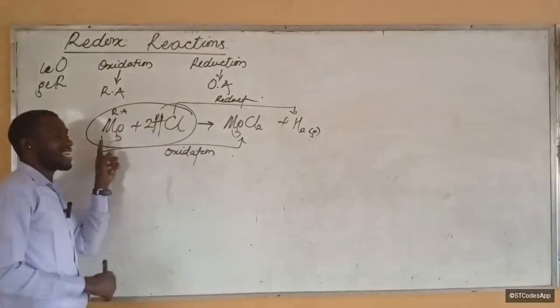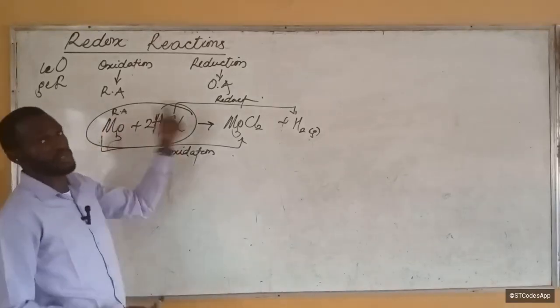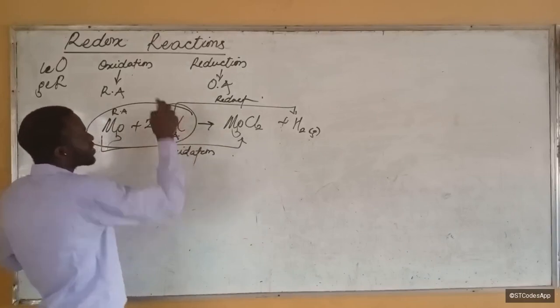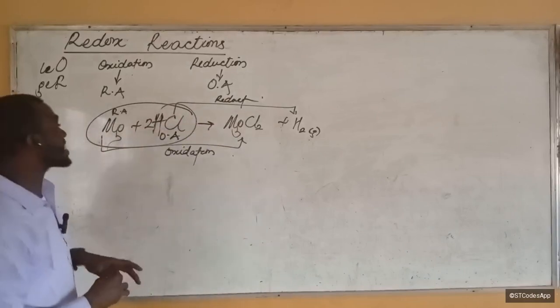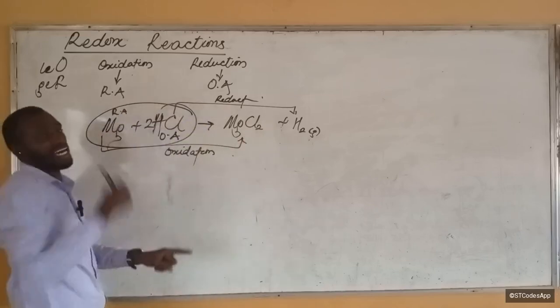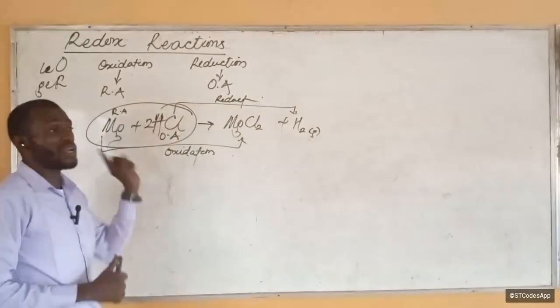So remember, the reducing agent is always the one that is being oxidized, and the oxidizing agent is the one that is being reduced. So this guy that is being reduced here helped in oxidizing this guy. So it's the oxidizing agent. Does that make sense now? So it's the one undergoing reduction.